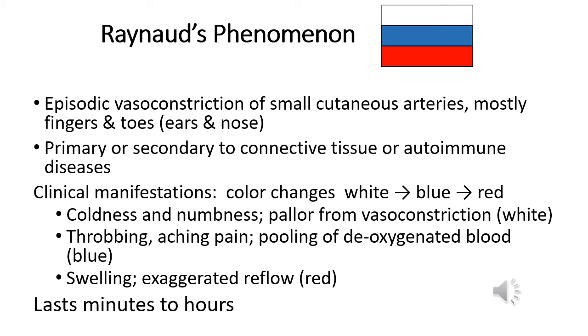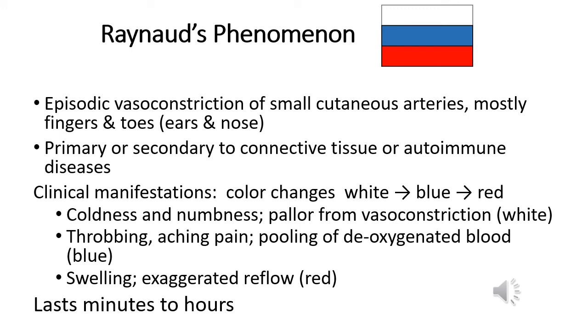Raynaud's phenomenon occurs when there is vasoconstriction of the small, tiny arteries on the tips of the fingers and toes. It is also sometimes seen on the ears and on the nose. It can be seen on its own. It's called episodic, so it isn't there all the time. It kind of comes and goes. So we can see it on its own, or it may be secondary to a connective tissue disorder or an autoimmune disease like rheumatoid arthritis or scleroderma.